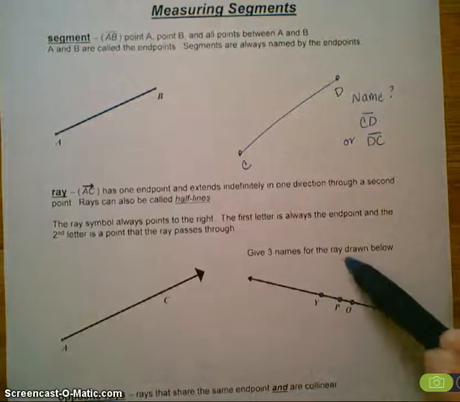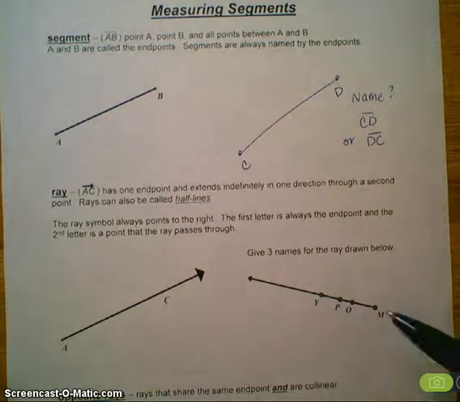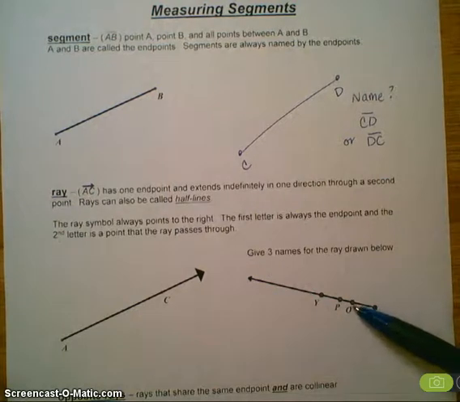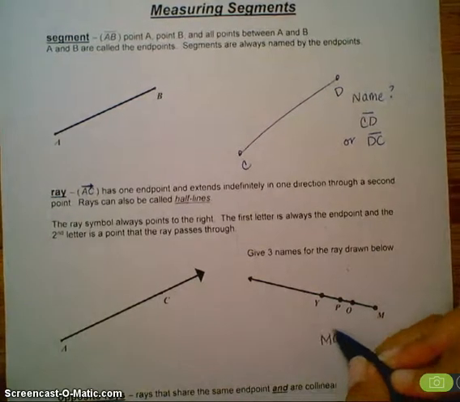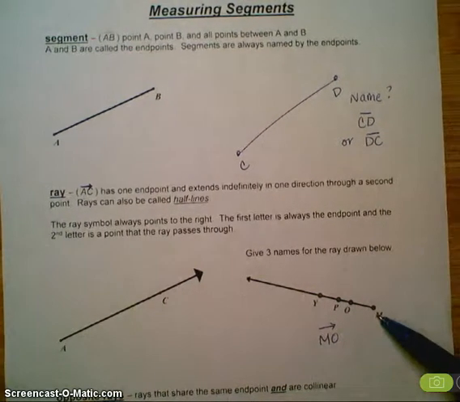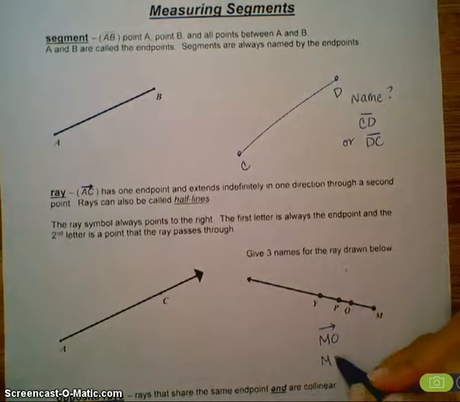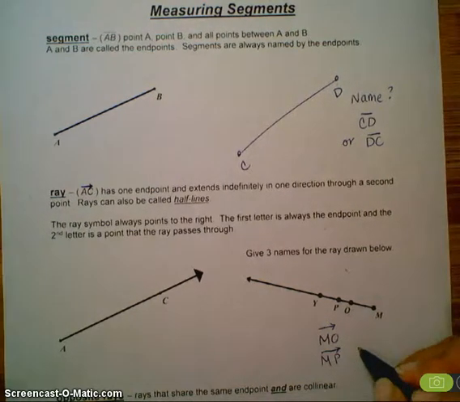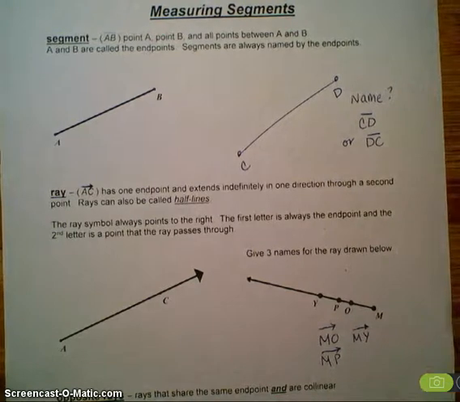So, if we were asked to give 3 names for the ray drawn below, and again, I am talking about the entire ray. There are also smaller rays contained by this, but for now, we just mean the large ray. 3 possible names would be ray MO, endpoint, point that it passes through, ray MP, or ray MY. Okay, all of those would be acceptable names for this ray.